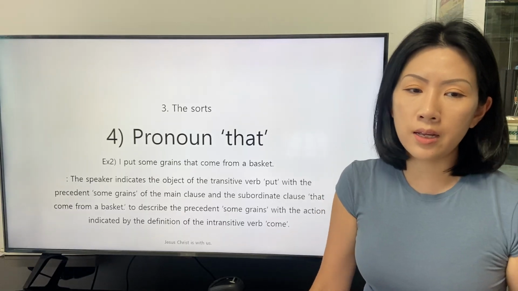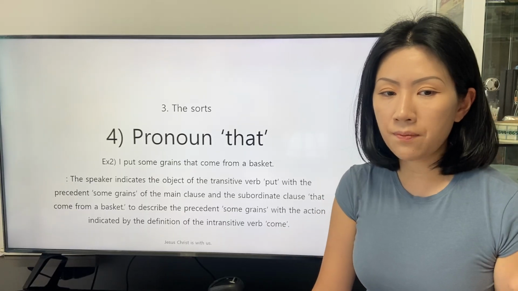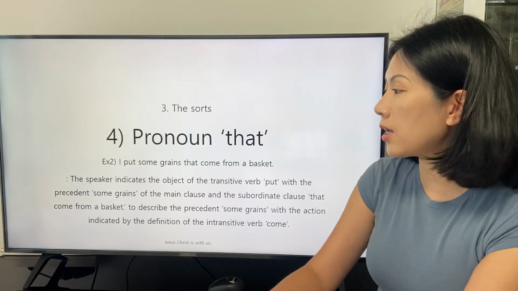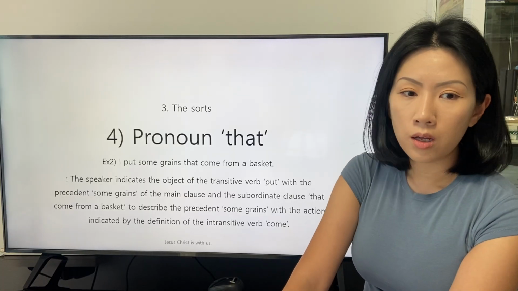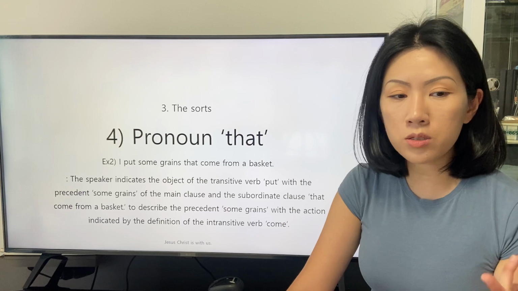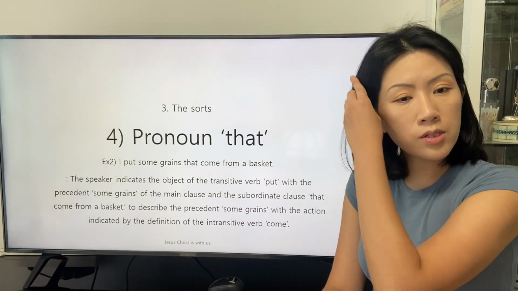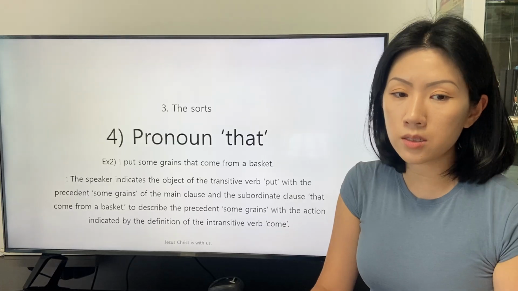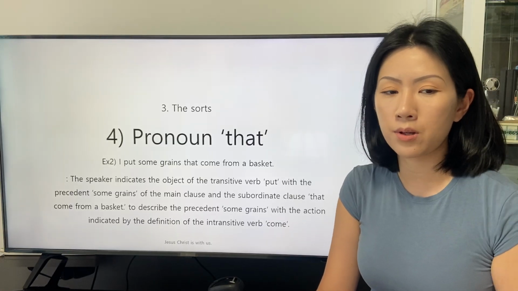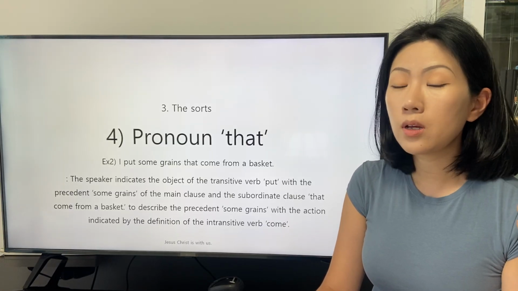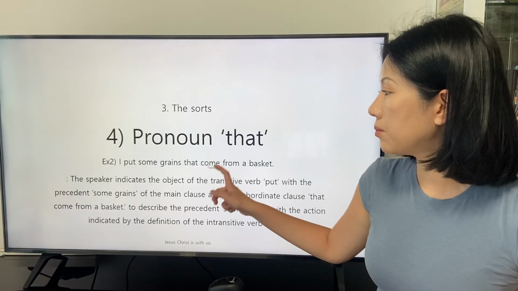The speaker indicates the object of the transitive verb put with the precedent, some grains, of the main clause, and the subordinate clause that come from a basket, to describe the precedent, some grains, with the action indicated by the definition of the intransitive verb come.